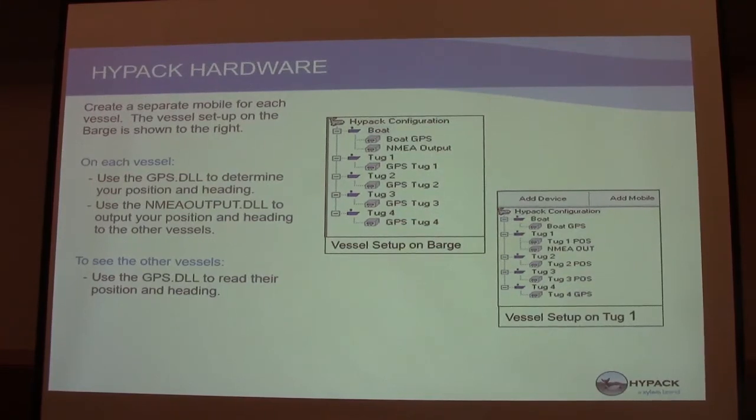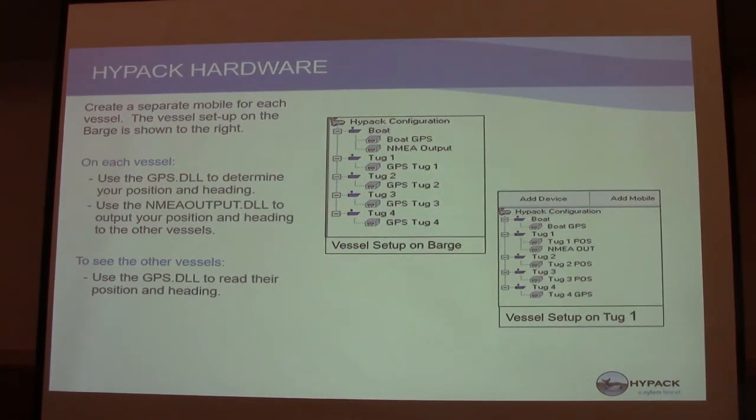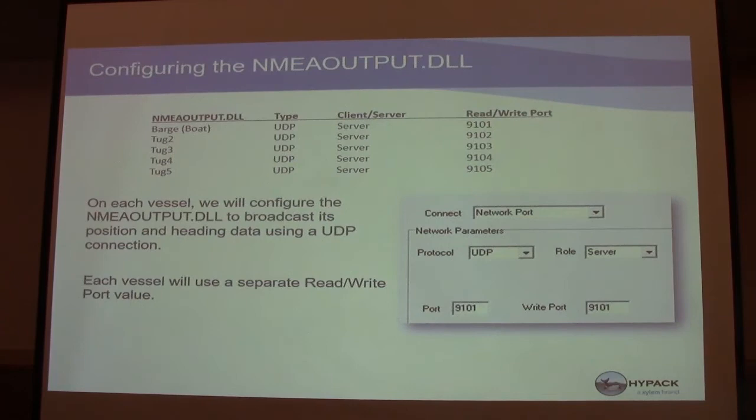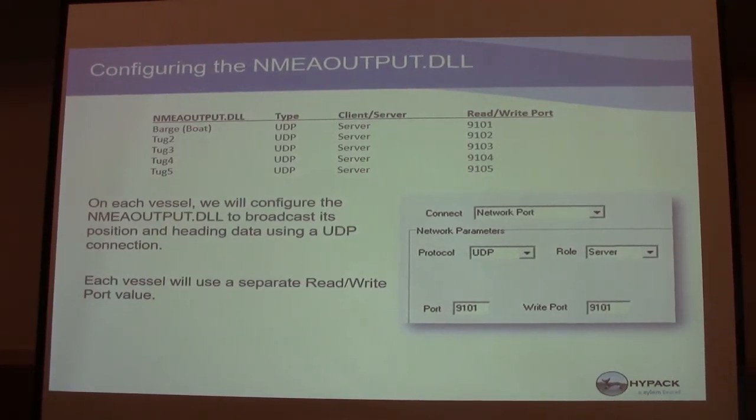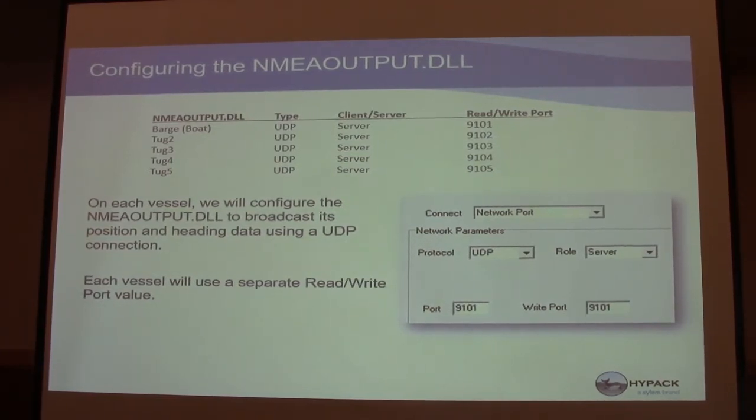Okay. This is a sample configuration of how that's going to work in HYPACK hardware. You set these vessels up with different mobiles. So each mobile will have a GPS DLL. Okay. So the GPS DLL is being used, well, each vessel will configure a NMEA output DLL as well. This is great for science boats as well. There are big science or exploration boats where you need to share position from a GPS to like a mass spec, like a different type of sensor, a magnetometer, or if the scientist has a device that he needs to tag with latitude and longitude and time, we can send the positions over a network with the NMEA output DLL.